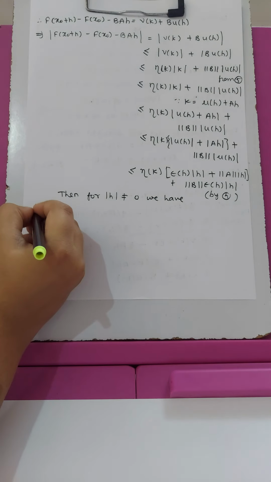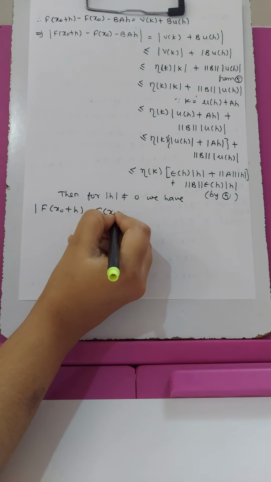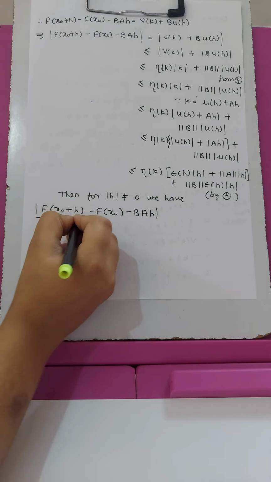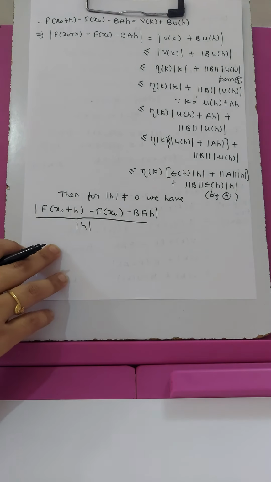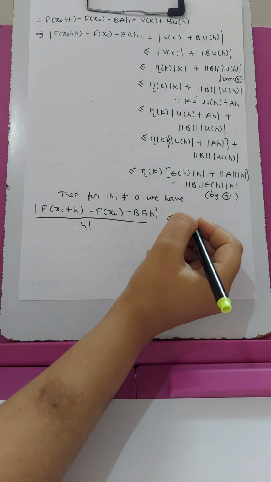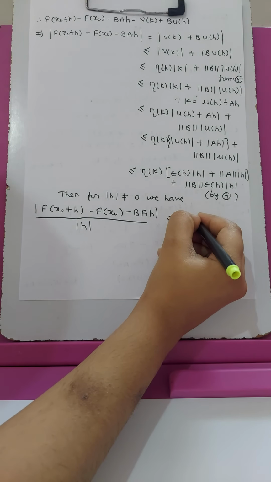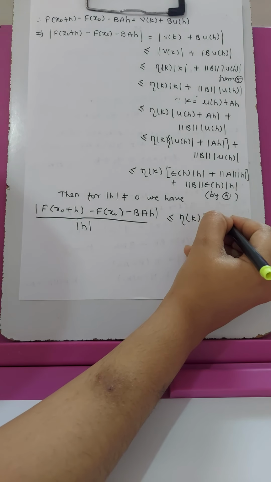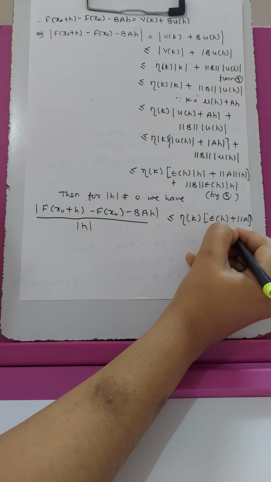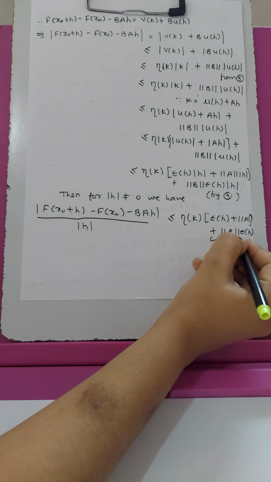we have mod of f of x0 plus h minus f of x0 minus ba of h, upon mod h. We are dividing this term by mod of h, which will become less than or equal to, if we take mod h common from all, it will get cancelled with this. So finally we get eta of k in bracket epsilon of h plus norm of a plus norm of b epsilon of h. So let it be number 6.